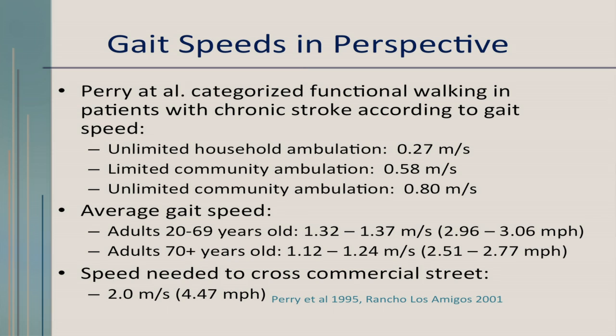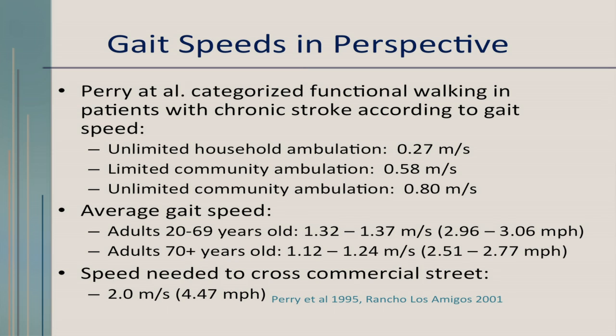So let's keep gait speeds in perspective. Jacqueline Perry was an orthopedic surgeon who categorized functional walking in people with chronic stroke according to gait speed, and she labeled the people that went at 0.27 meters per second as unlimited household ambulators. Those that walked at 0.58 meters per second were limited community ambulators, and those that walked at 0.8 meters per second as unlimited community ambulators. And again, the 0.8 meters per second is the same speed as that predicted average life expectancy.